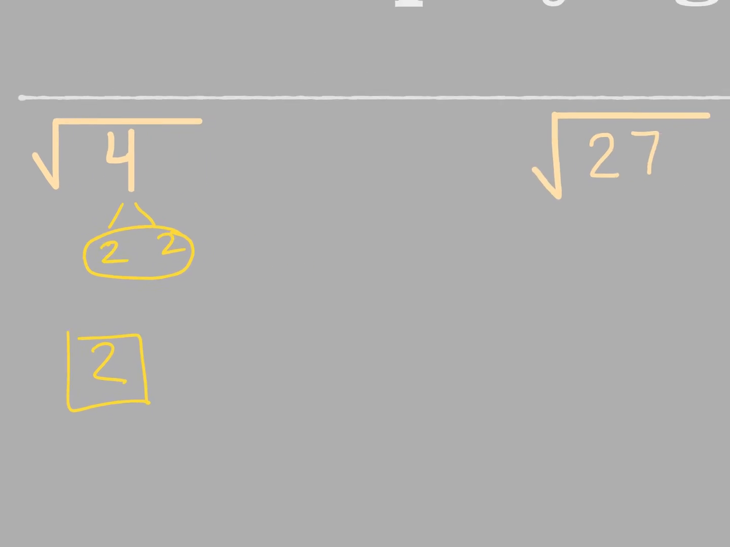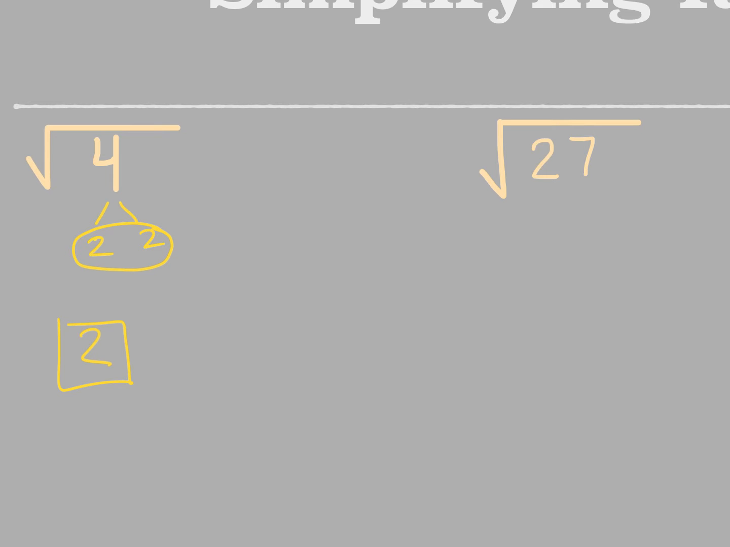So 2 is my answer. All right, next one, 27. What are 2 factors of 27? 9 and 3. And 2 factors of 9? 3 and 3. And this 3 is prime, so I'm just going to bring it down.